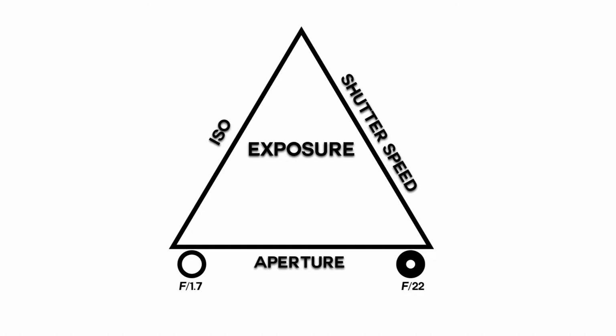Now let's get back to our good buddy, the exposure triangle, and talk about ISO. ISO is basically the camera's sensitivity to light. The higher your ISO, the brighter your image or footage will be. The lower your ISO, the darker it'll be. But the higher you set your ISO, the more noise you're going to introduce to your picture. And the lower you take it, the clearer it's going to get.